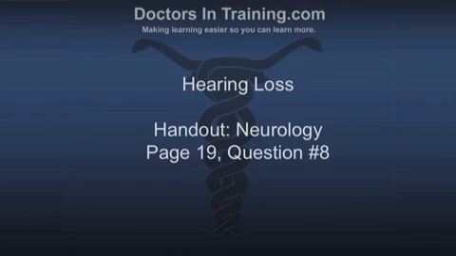Number 8. What is the most common cause of conductive hearing loss in adults, and what's the most common cause of sensory neural hearing loss in adults? So the most common cause of conductive, we mentioned this earlier, is otosclerosis. Again, that's where the otic bones become fixed. And the most common cause of sensory neural hearing loss is presbycusis.